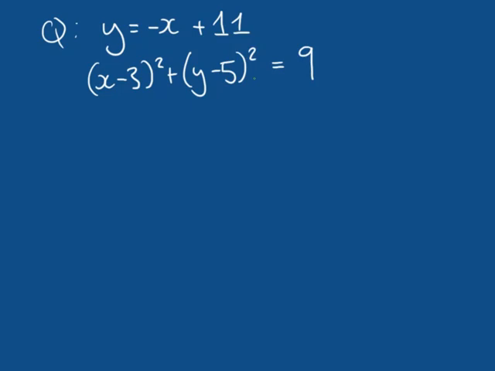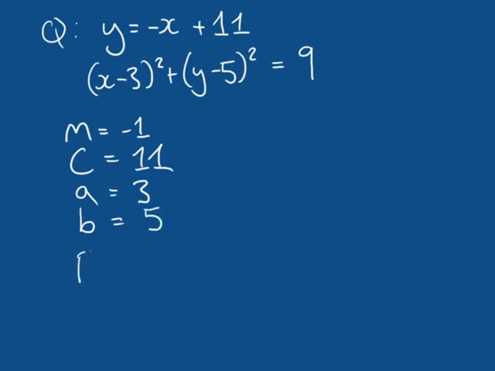Okay, welcome back everyone. So the first thing we need to do is determine the various pieces of information from this equation. So we can see the gradient of our line is equal to minus 1. And the intercept of our line is equal to 11. We need to find a and b. Well, we can see that a is equal to minus 3. Or rather, the equation should be x minus a, so we can see that a is actually equal to positive 3. My apologies. So a is equal to positive 3. b is equal to positive 5.